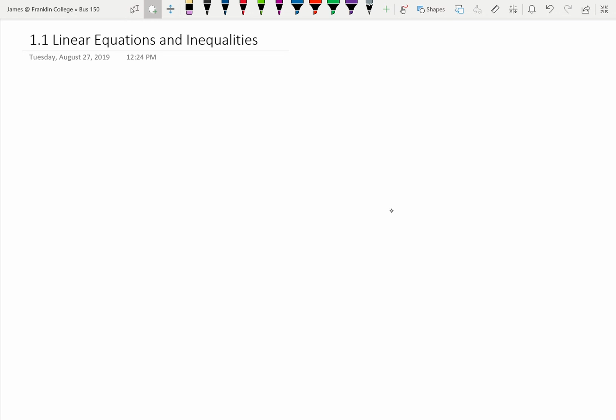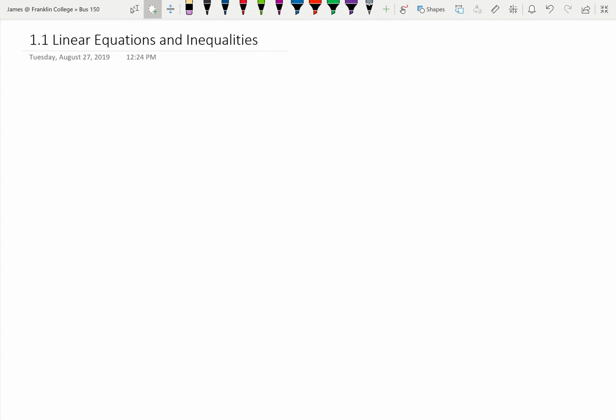Alright, so we're doing linear equations and inequalities. An equation would be something with a big fat equal sign in the middle of it, and normally we're going to have to solve for a particular variable. And the inequality is when we have a greater than, less than, or equal to type thing going on.